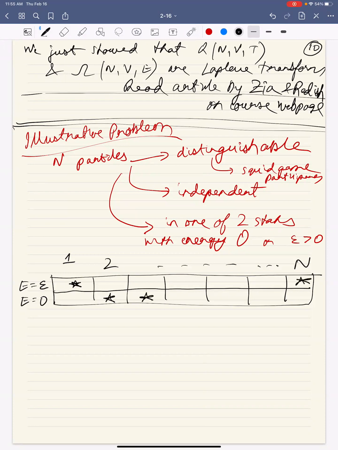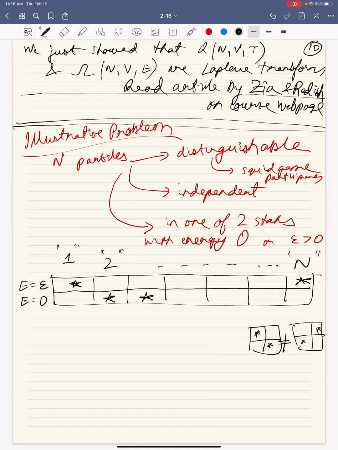Even though I am using star to denote all of them, I'm still calling them distinguishable. Why? Because of this label, right? I'm saying this is particle number 1, this is particle number 2, this is particle number n. If it was indistinguishable, I won't be able to sort it like this, okay? Is that clear? So if it was indistinguishable and I had an arrangement where first particle was in top and the second particle was in bottom, that would be the same as the arrangement where first is in bottom and the second is in top, right? In our case, these two are not the same, they're distinguishable.